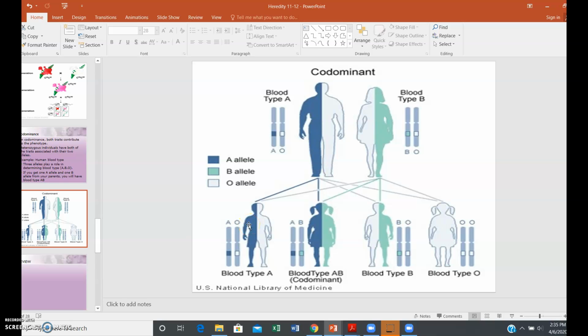Okay, this is part 2 of Heredity. Let's pick up where we left off. So, codominance, you can have a child of every blood type. So this last child got the O from dad and the O from mom and is blood type O.